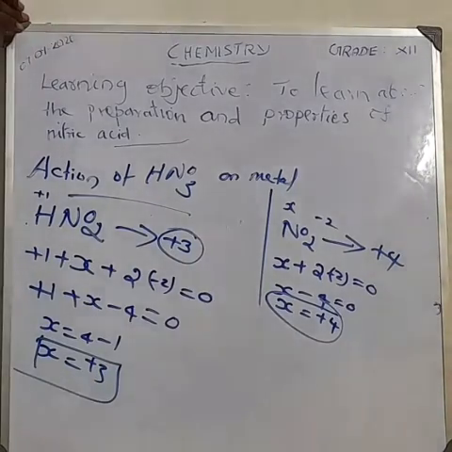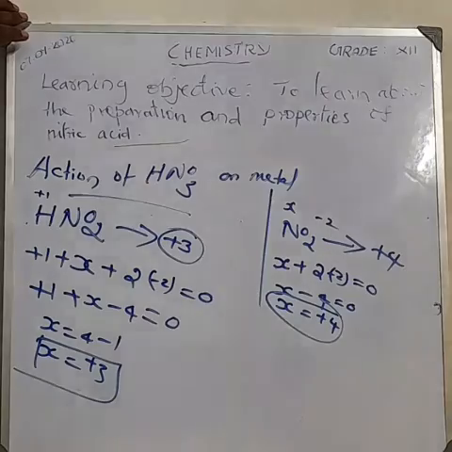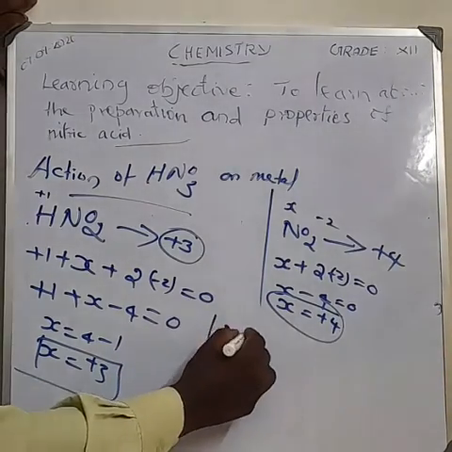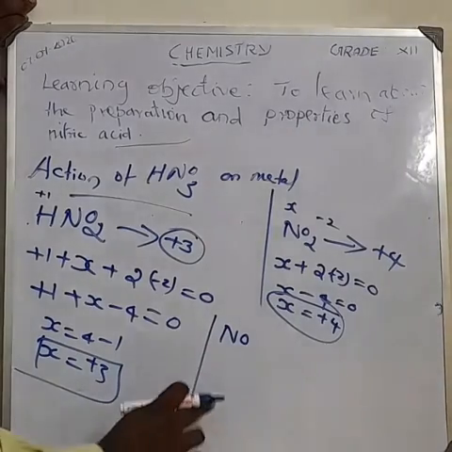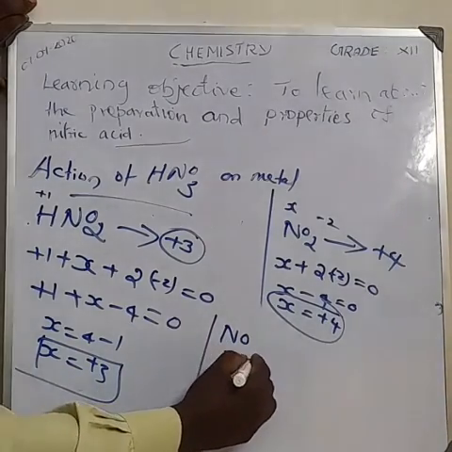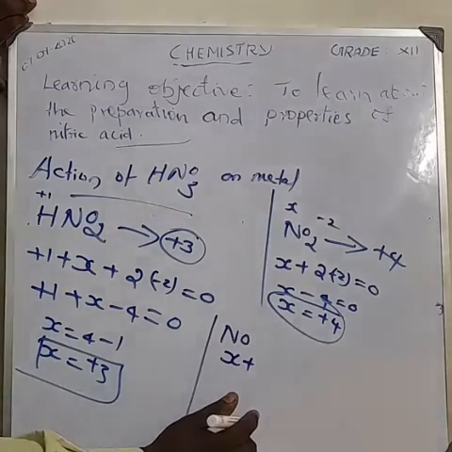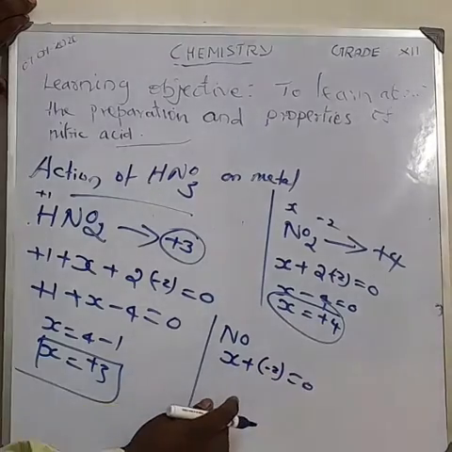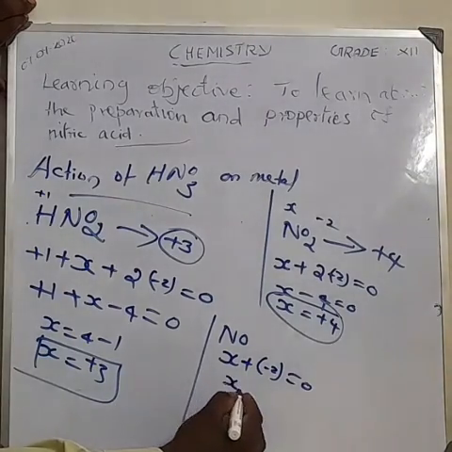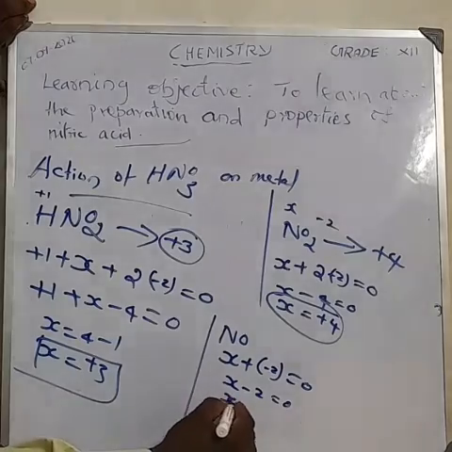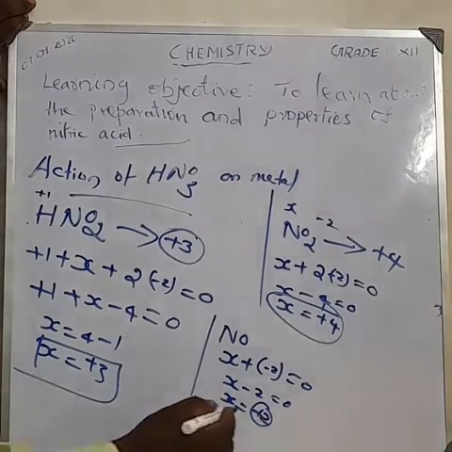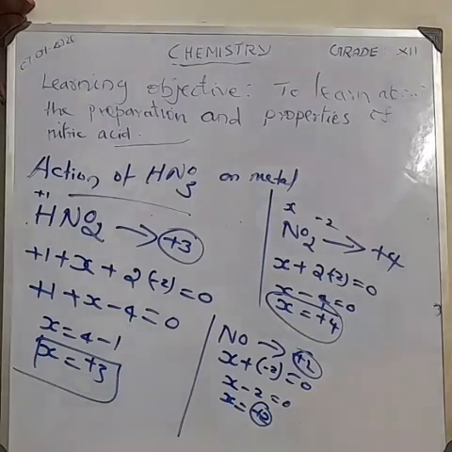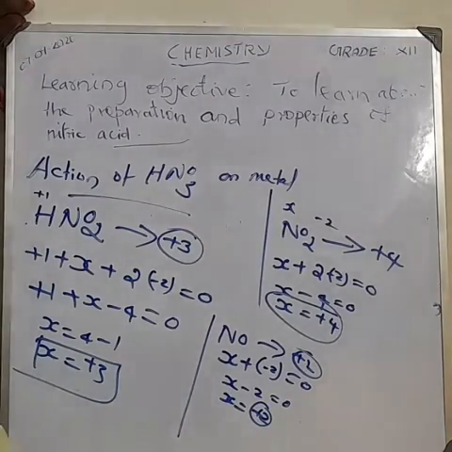Can you write the next one? What is the oxidation state of nitrogen in the NO molecule? NO. Please say the answer. Nitrogen is taken as X plus oxygen, which is -2, equal to 0. So X minus 2 is equal to 0, X is equal to +2. So the answer is +2. Clear?